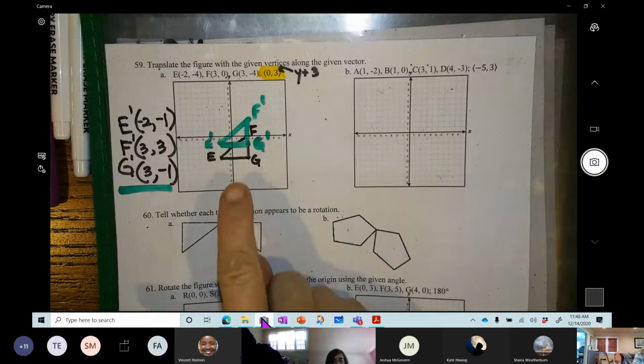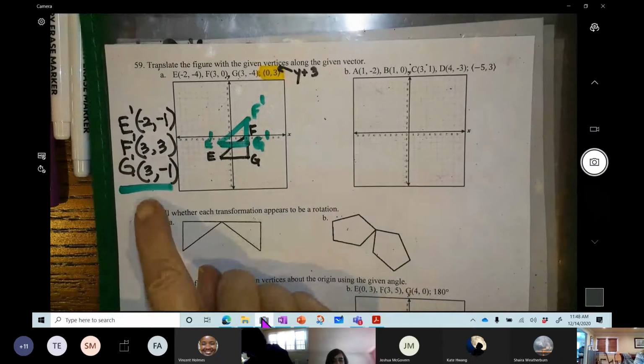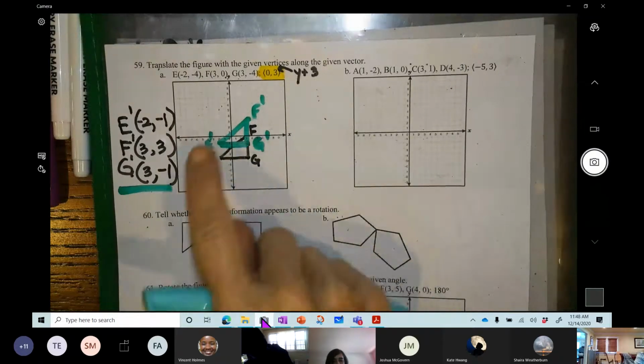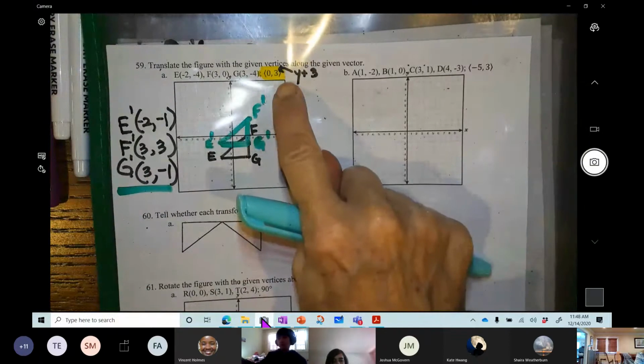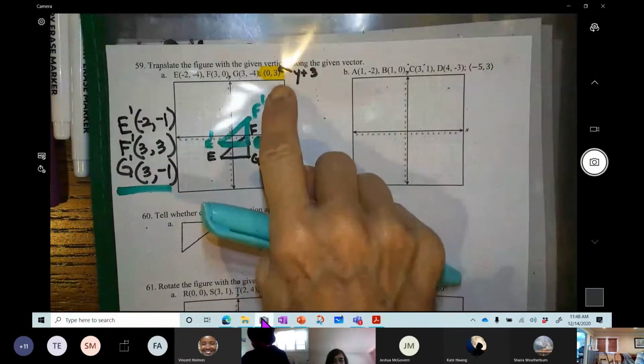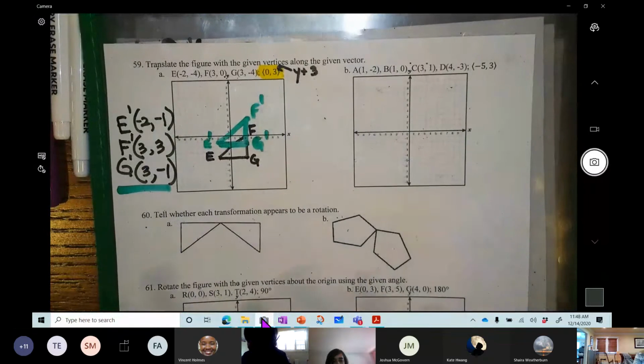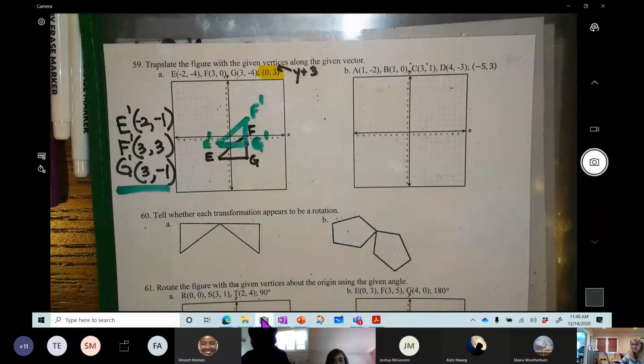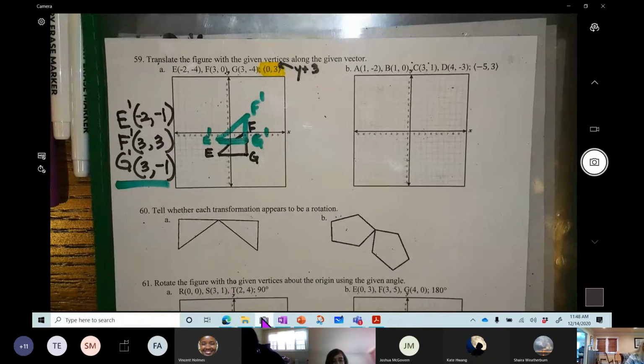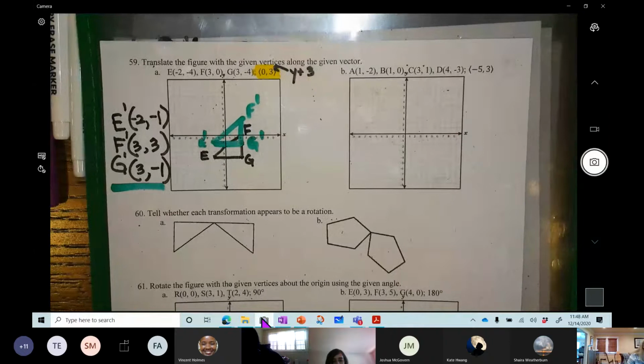You might get the picture and you have to name the points. You might get the picture and you have to write it in that notation. You might get the notation and have to write the rule. And so it would be x plus 0 and y plus 3. There's all kinds of ways to ask that question, but it's all one concept. Questions? Okay.